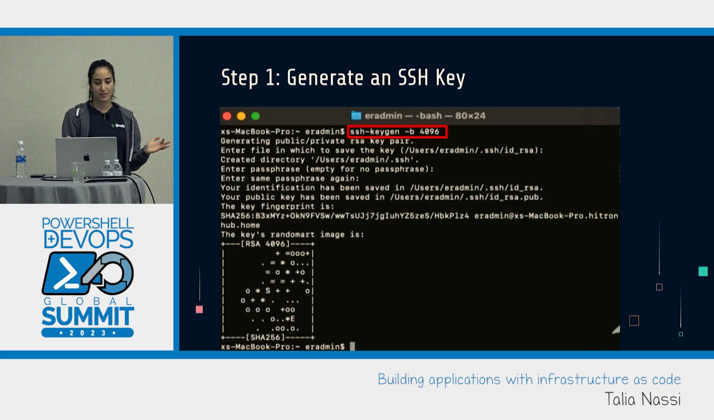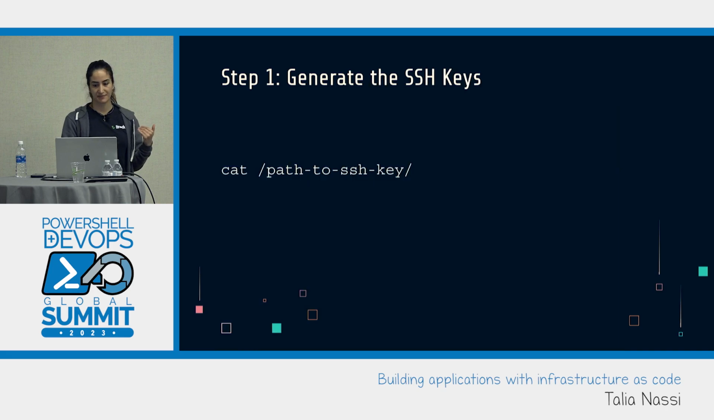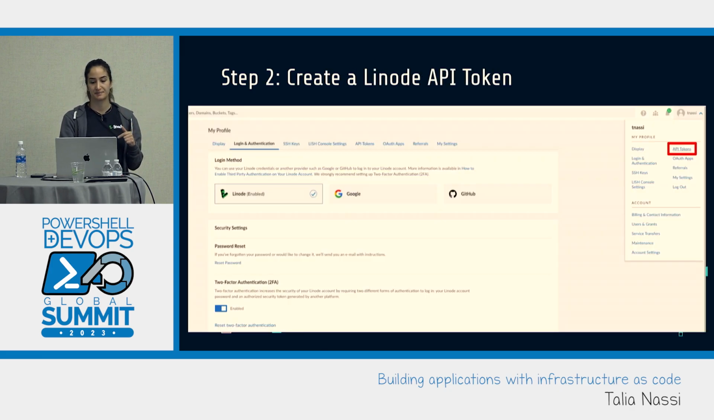The first thing you have to do is generate an SSH key. This is how you connect to your server, and you use this command, ssh-keygen, and then you choose where to save it and create a passphrase. And then you copy it and save it. You enter cat and the path of the key, you copy it and save it.